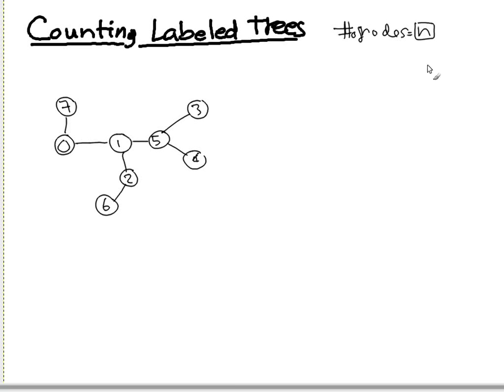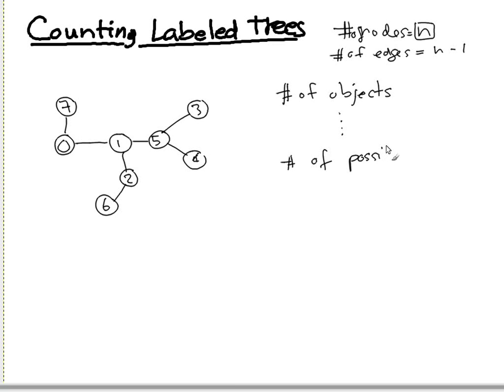Okay, as we discussed in class, in this case, for a tree with n nodes, the number of edges equals n minus 1. In class, we discussed the relationship between the number of objects that we want to count and the number of possible representations or encodings, right?